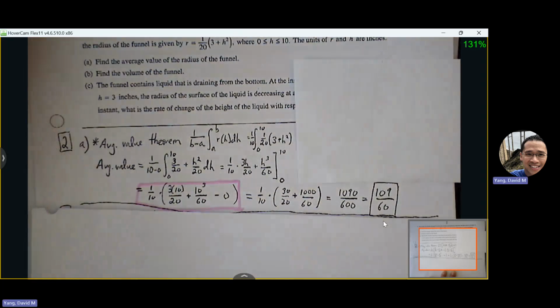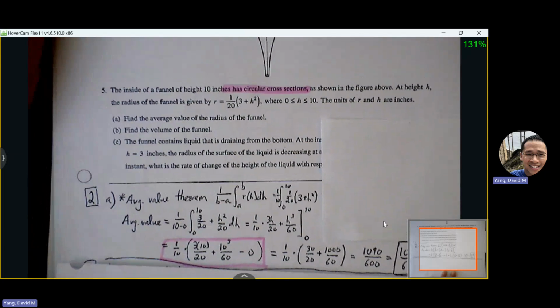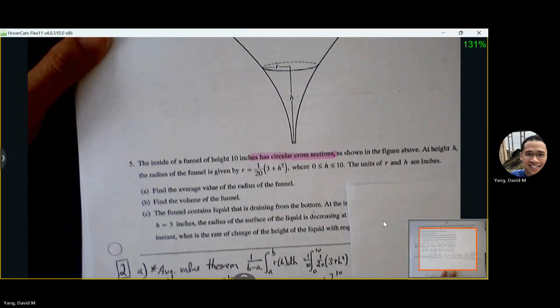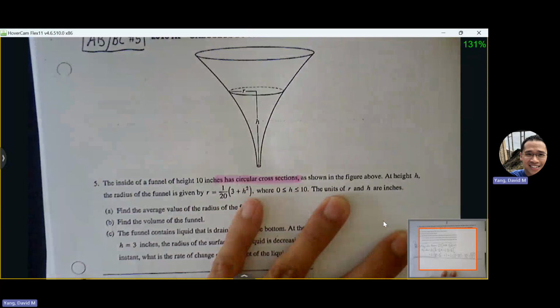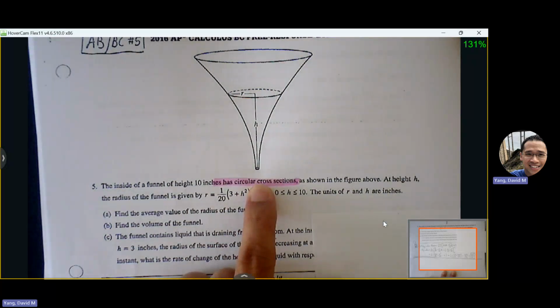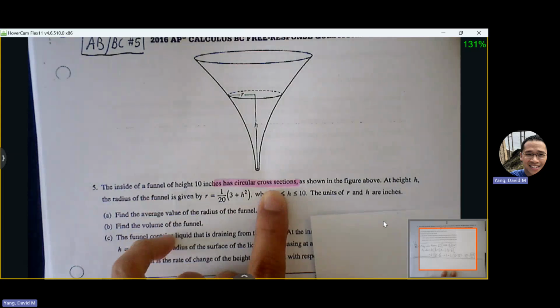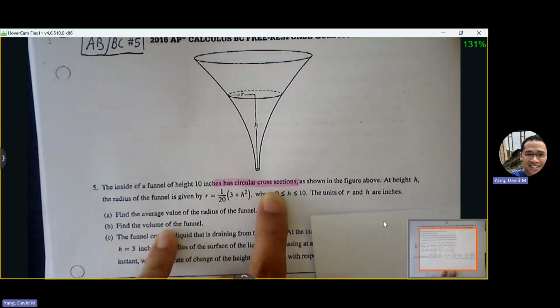Okay, part B, find the volume of the funnel. So the hint is that there's a circular cross section here. Any idea what our strategy is if we're trying to find the volume and we have circular cross sections involved?